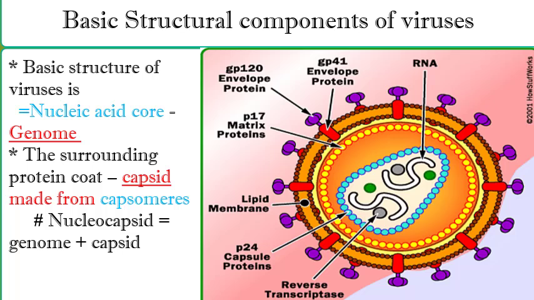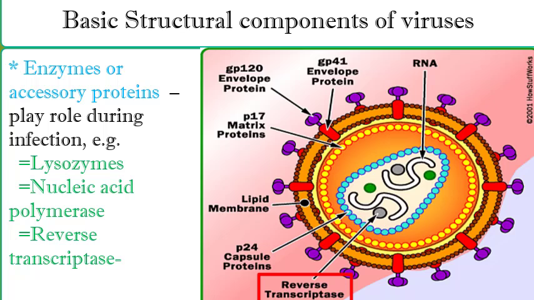Basic structure of viruses include nucleic acid core of either DNA or RNA, that is the genome of viruses. The second structural component is the surrounding protein coat, what we call capsid, which is made from capsomers. These are repeated identical protein subunits to make capsid. Nucleocapsid is a combination of protein and the core or genetic material. The third component is enzymes or accessory proteins.